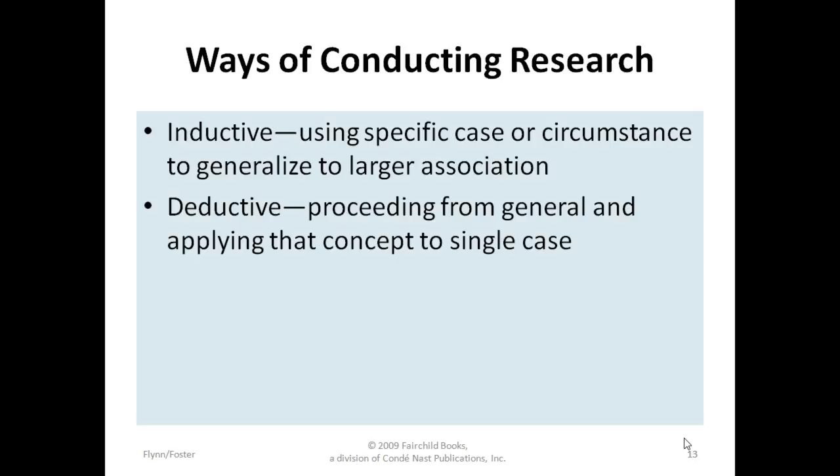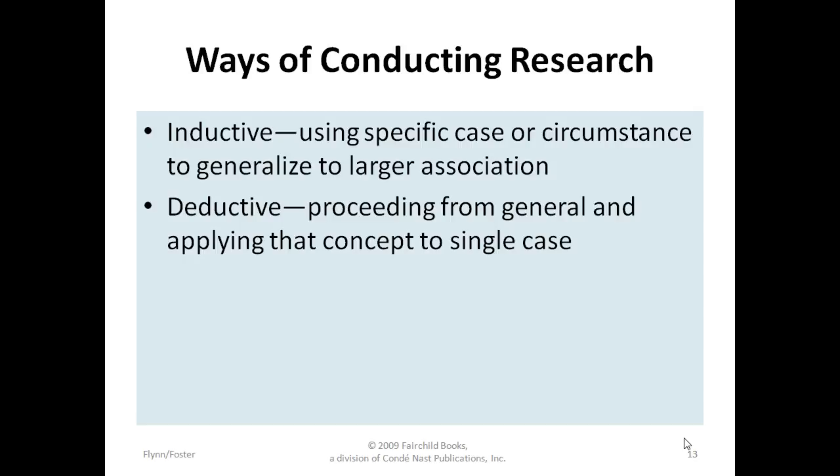Okay, what we're fixing to talk about makes really great test questions, so make sure you pay attention to the slide. Now we're going to look at ways of conducting research, and here are two different ways. One is inductive, which is using a specific case or circumstance to generalize to the larger association or population. An example of this is if you were observing students and you saw that a Texas Tech student wore boots to the football game, then your conclusion would be, therefore, all students at Texas Tech wear boots to the football game. So you're generalizing from one case to a larger population.